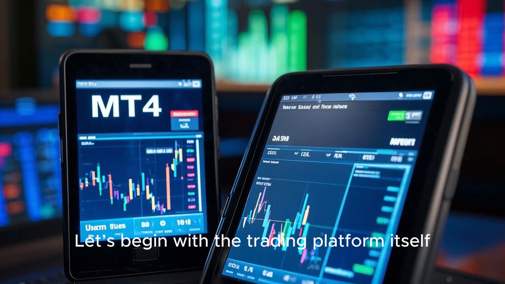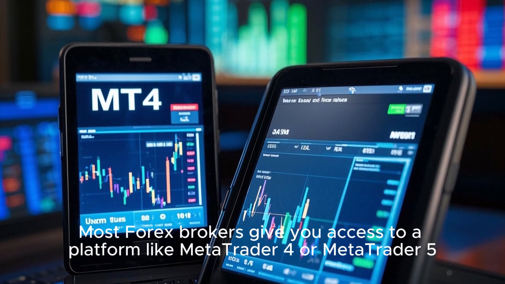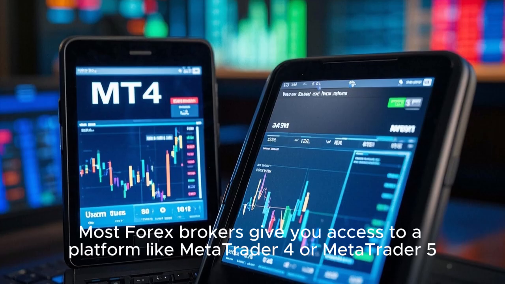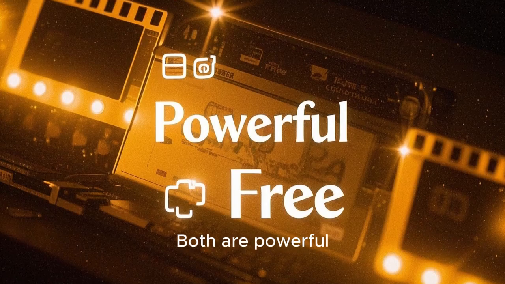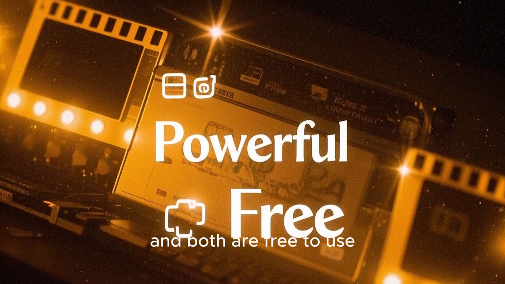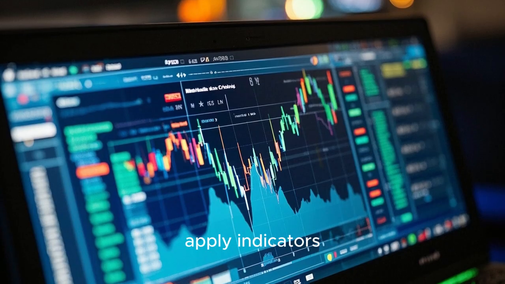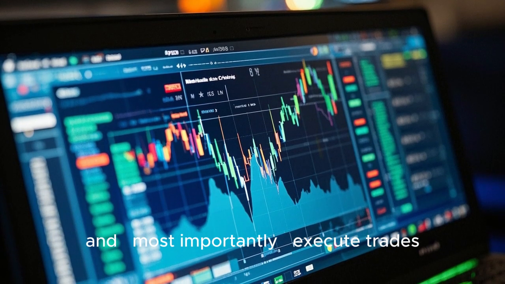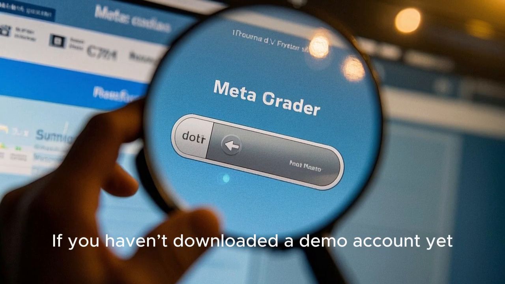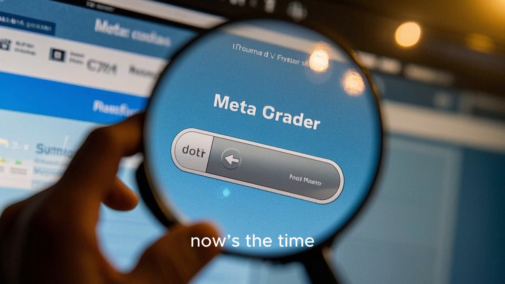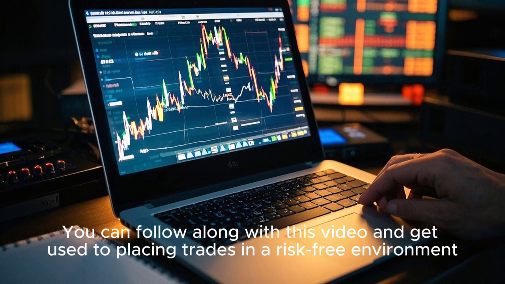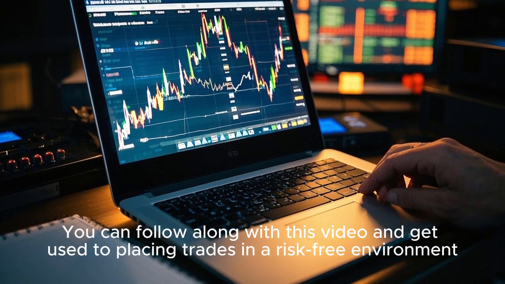Let's begin with the trading platform itself. Most Forex brokers give you access to a platform like MetaTrader 5. Both are powerful. Both are free to use. They let you analyze charts, apply indicators, and most importantly, execute trades. If you haven't downloaded a demo account yet, now's the time. You can follow along with this video and get used to placing trades in a risk-free environment.